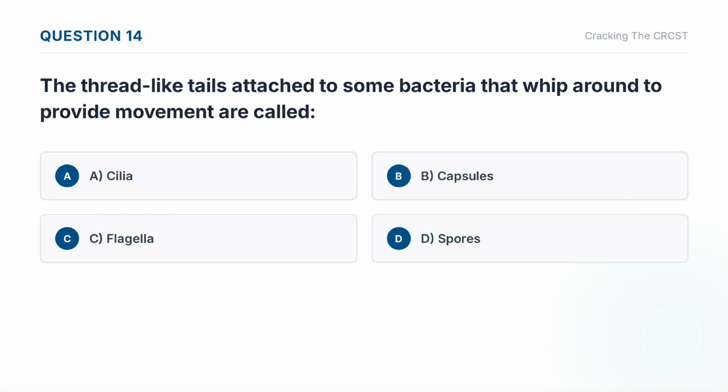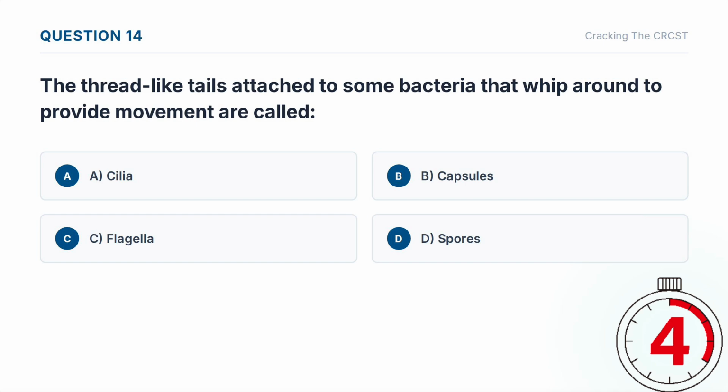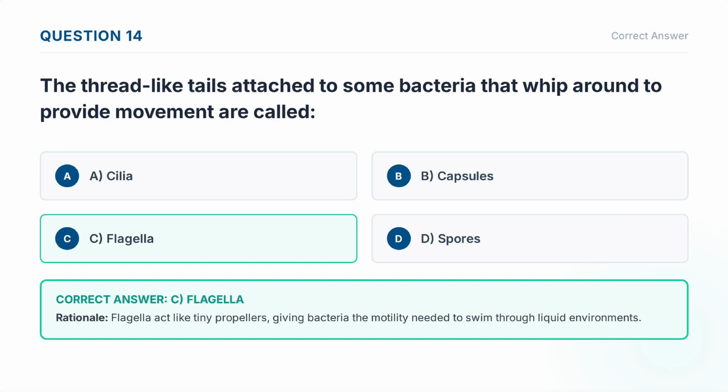Question 14. The thread-like tails attached to some bacteria that whip around to provide movement are called A. Cilia, B. Capsules, C. Flagella, D. Spores. Correct answer, C. Flagella. Rationale: flagella act like tiny propellers, giving bacteria the motility needed to swim through liquid environments.